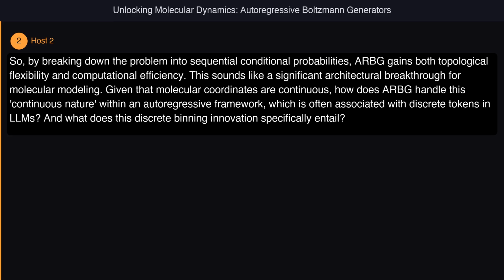So, by breaking down the problem into sequential conditional probabilities, ARBG gains both topological flexibility and computational efficiency. This sounds like a significant architectural breakthrough for molecular modeling. Given that molecular coordinates are continuous, how does ARBG handle this continuous nature within an autoregressive framework, which is often associated with discrete tokens in LLMs? And what does this discrete binning innovation specifically entail?